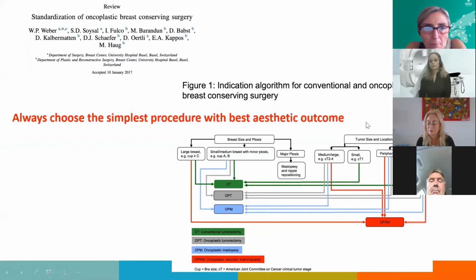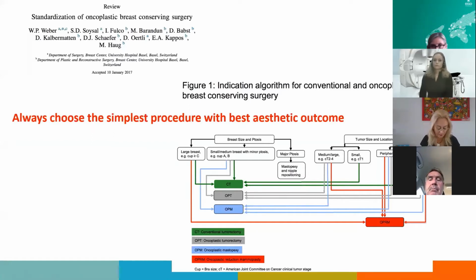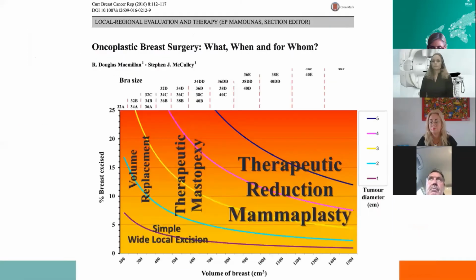Always choosing the simplest procedure with the best aesthetic outcome is a general advice. And of course, we have to consult with our patients to see what their wishes are and what their thoughts are about how aggressive the oncoplastic remodelation should be. And quite often nowadays, we are talking about de-escalation of oncoplastic breast surgery, to choose simpler procedures which can bring the same good aesthetic outcomes as the more complex ones.